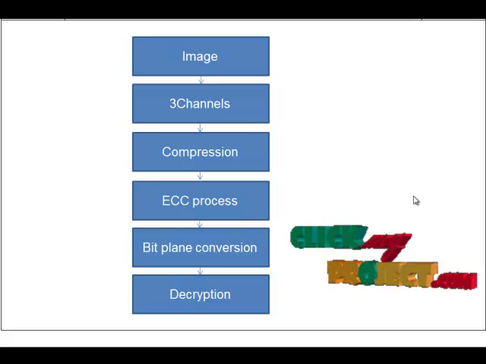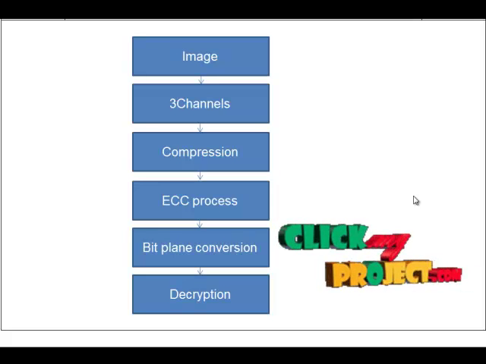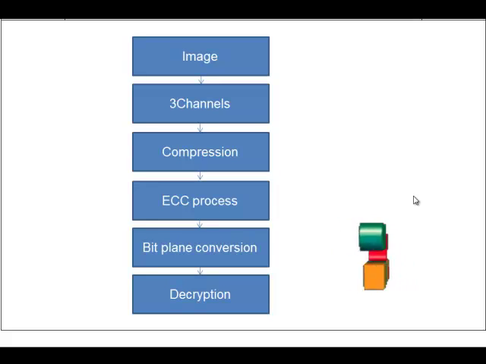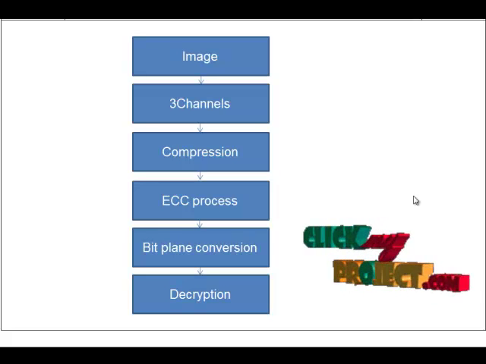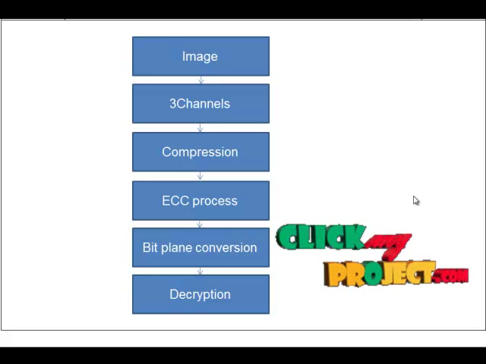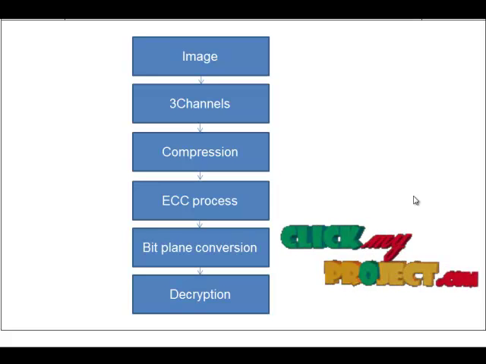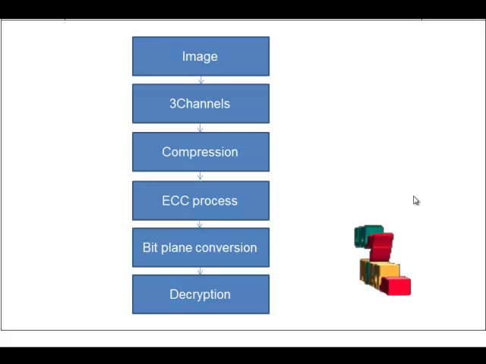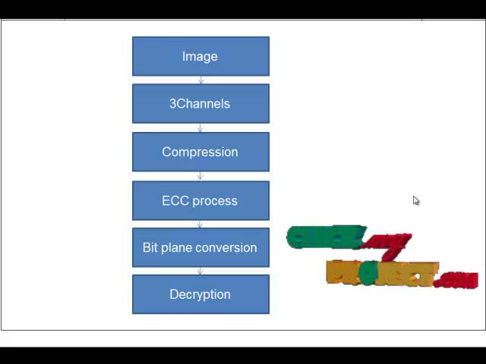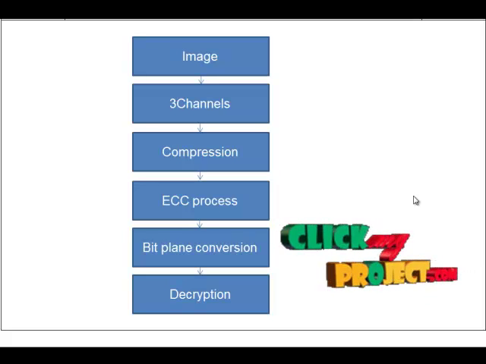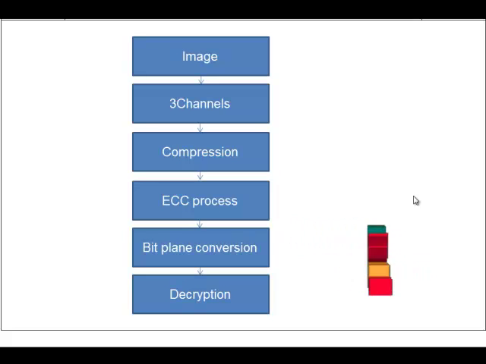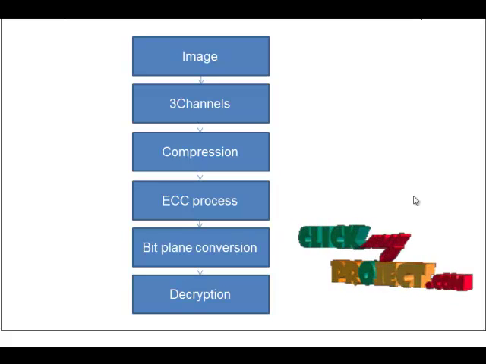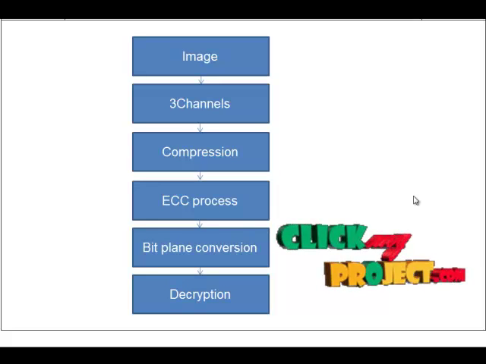Each channel is considered as a gray channel, and then we apply DCT compression for the single channel, that is for a grayscale image. The compressed image is then processed by ECC encryption, that is elliptic curve cryptography, and after that the encrypted image is converted by its bitplane, and finally by the reversible process we decrypt the full image.